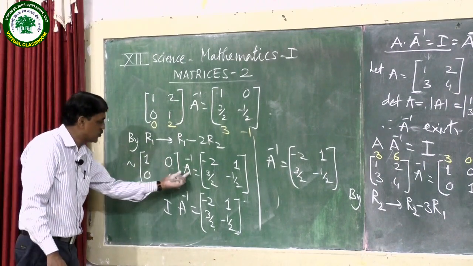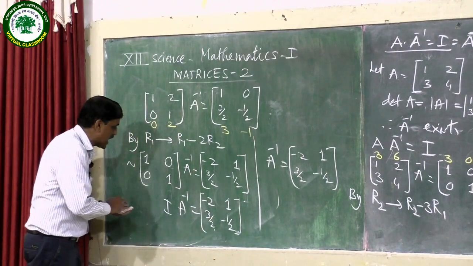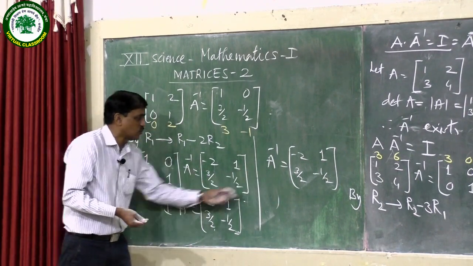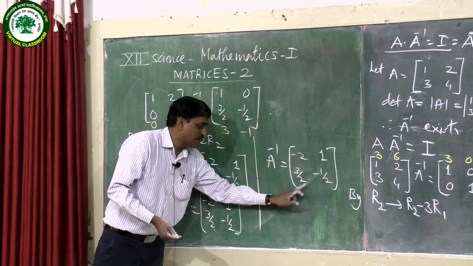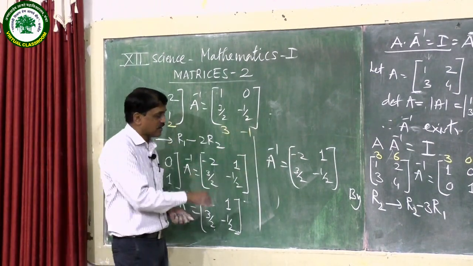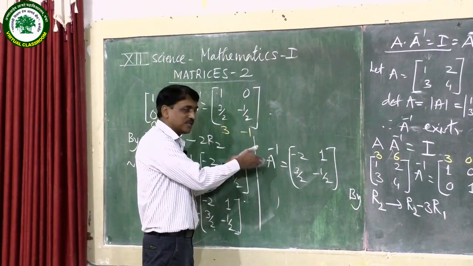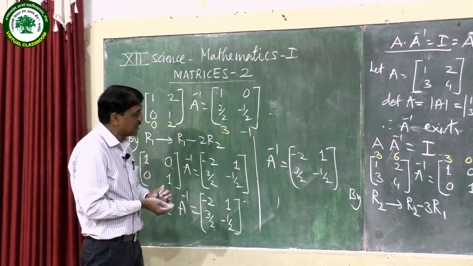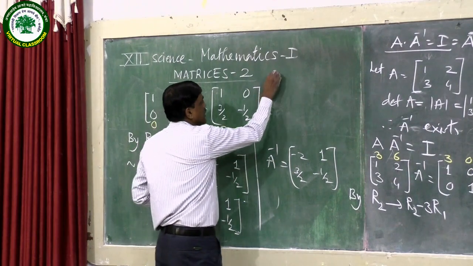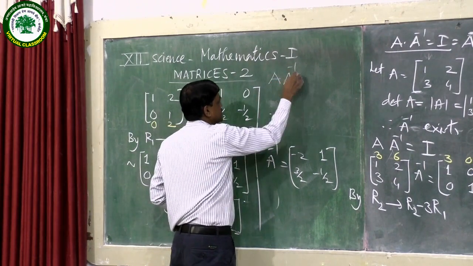So I into A inverse is this matrix. We know that I into A inverse is equal to A inverse. So A inverse is equal to minus 2, 1, 3 by 2, minus half. So this is the inverse of matrix A. Now we can check whether it is true, whether it is the inverse or not, by multiplying it by A. Can we get A into A inverse is equal to I?